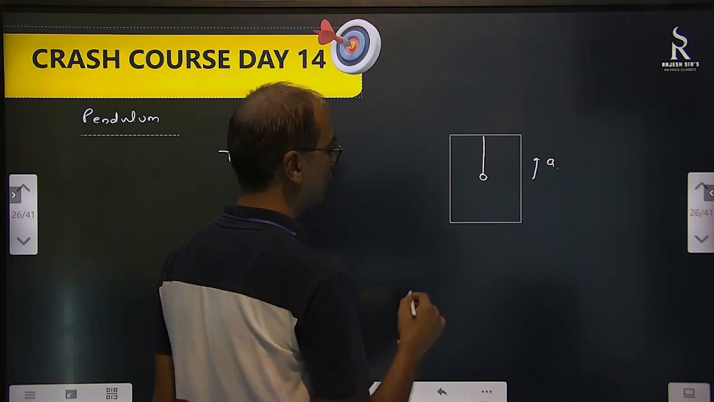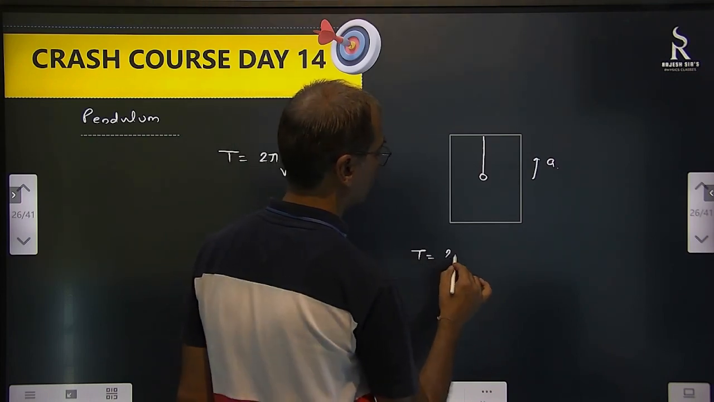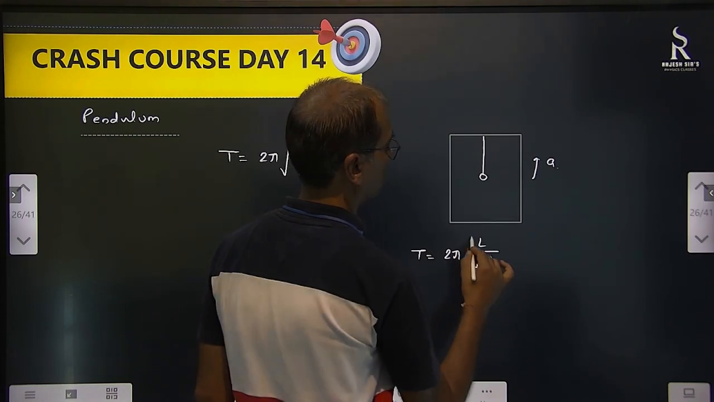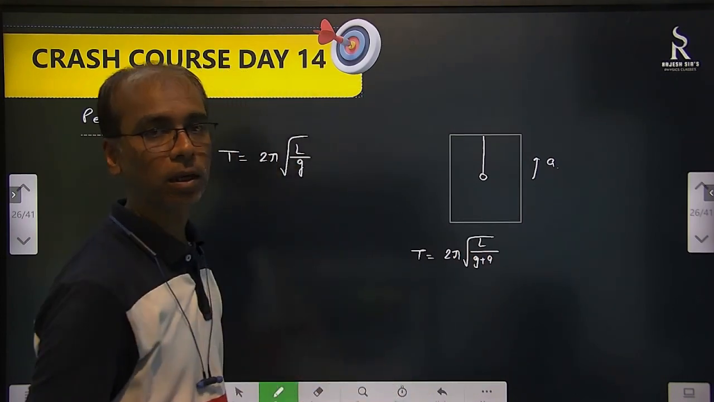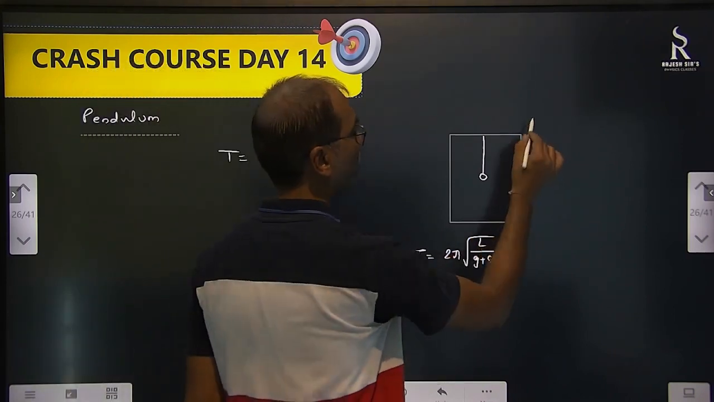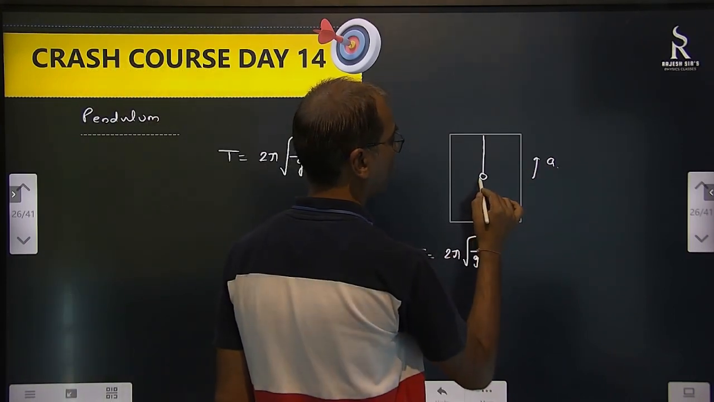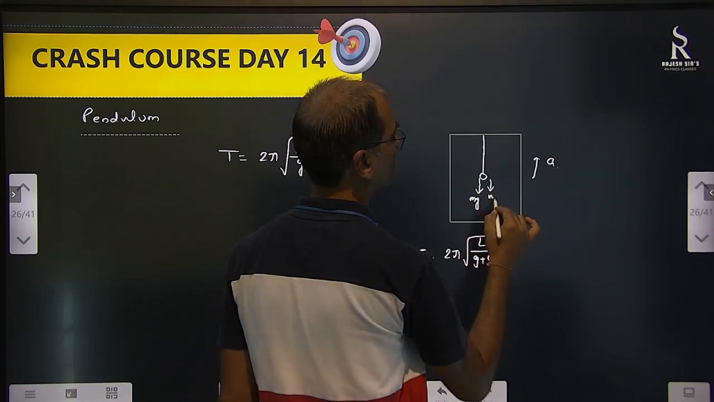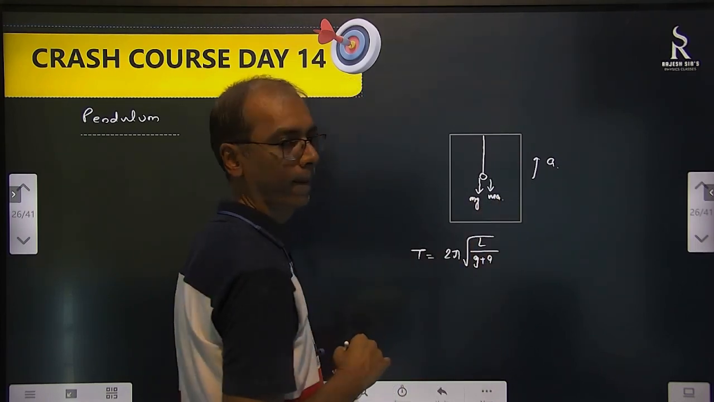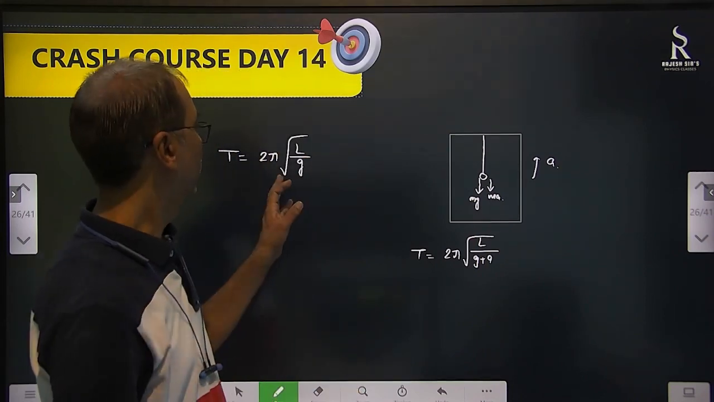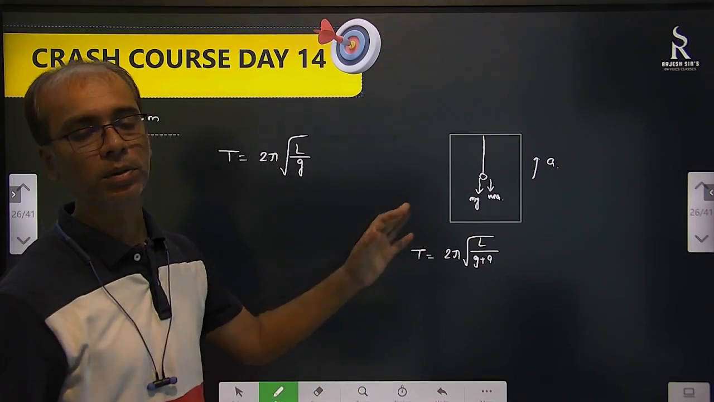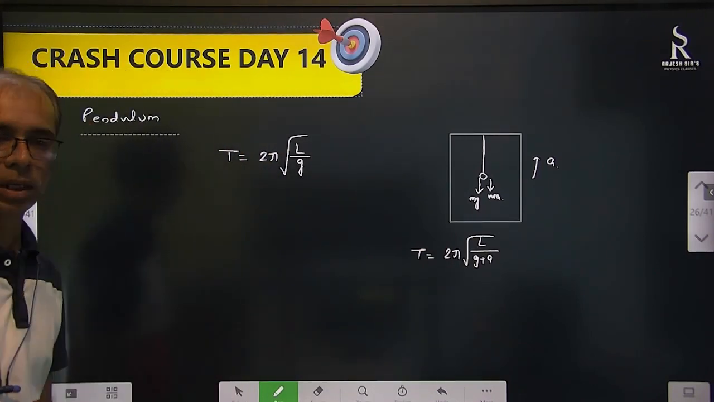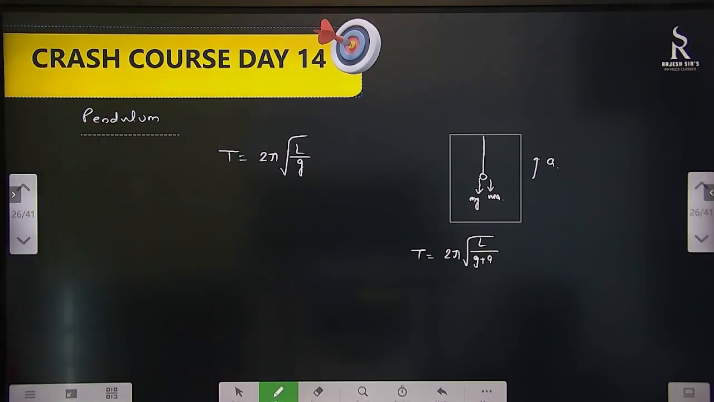So we will say that in this one, its time period is going to be 2 pi root over L by (g plus a). Why g plus a? Because it is moving upwards, so a pseudo force will be acting on this. So the net downward force will become mg plus ma. Earlier it was mg alone, now it is mg plus ma. Because of that, our time period is 2 pi root over L by (g plus a).